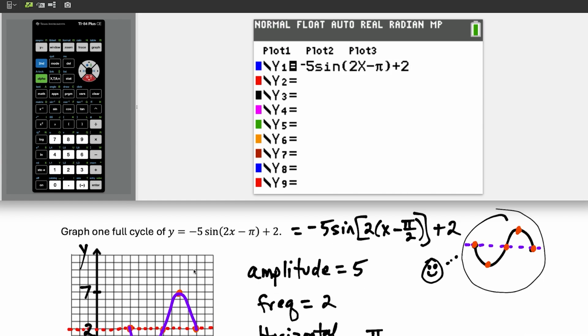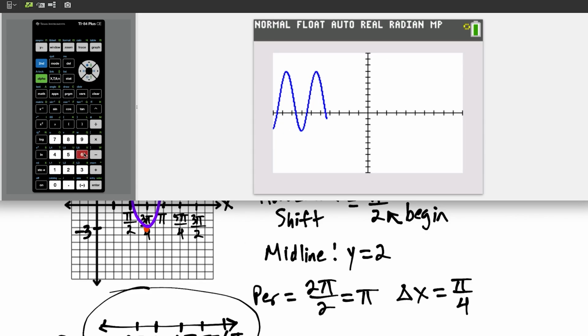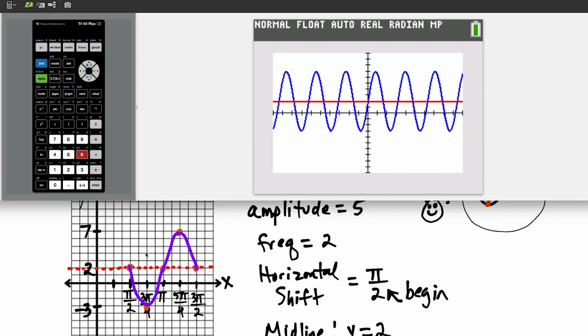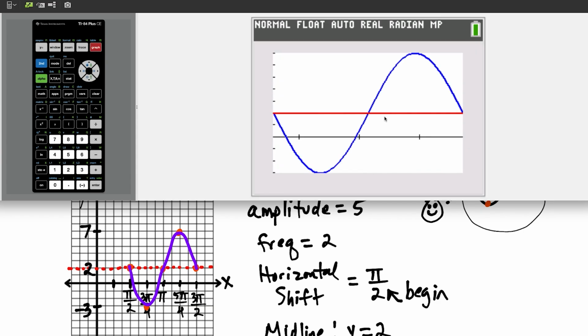And then for our midline, we have a midline at y equals 2. So I'll press zoom 6 to put the graph back to normal. And there's our curve. So what we want to do, though, is see if our full cycle shows up where it's supposed to. So we're going to go over to the window, and we're going to make the x minimum pi over 2. We'll make the x maximum 3 pi over 2. And then after this, we'll make our y minimum -3 and our y maximum 7. And we press graph, and there is our full cycle.